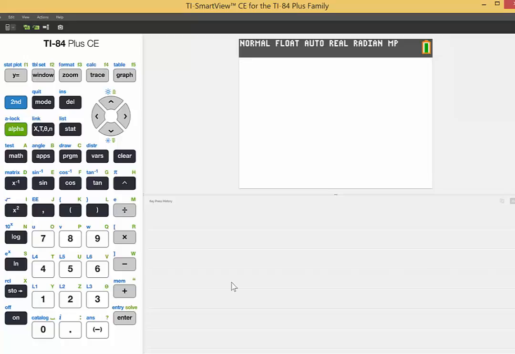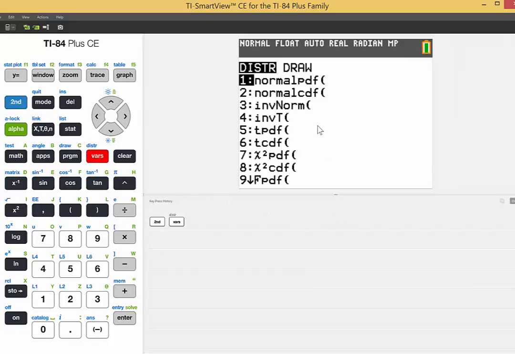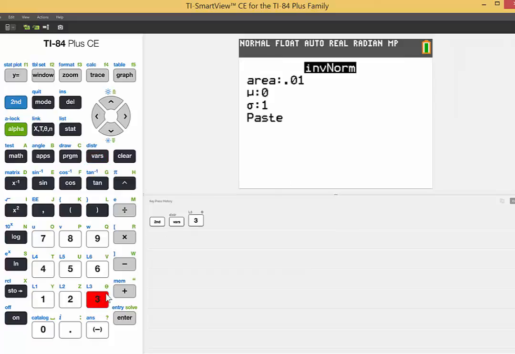We can find this critical value using the TI-83 or TI-84 calculator by pressing 2nd, VARS, distributions. We want to use the inverse normal function, so we'll press 3. The area, the accumulated area, will be 0.05. This is a left tail test, so we will be looking for the z-value where 0.05 of the distribution has accumulated. Go down and click paste.